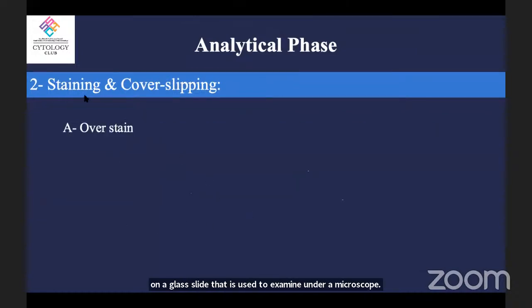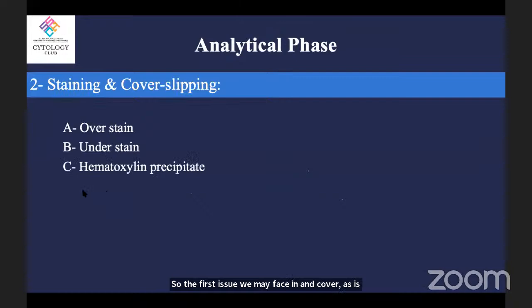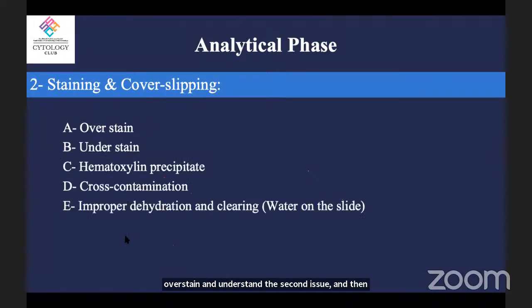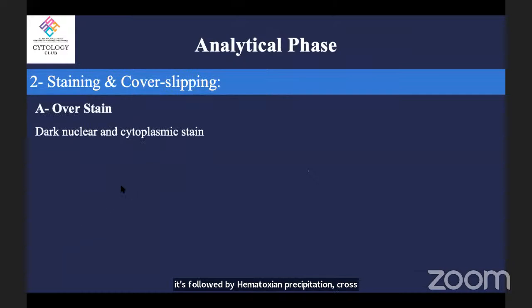So the first issue we may face in staining and cover slipping is overstain and understain. It is followed by hematoxylin precipitate, cross-contamination, improper dehydration and clearing, and improper mounting media. Let's start talking about overstain, where there is dark nuclear and cytoplasmic stain.